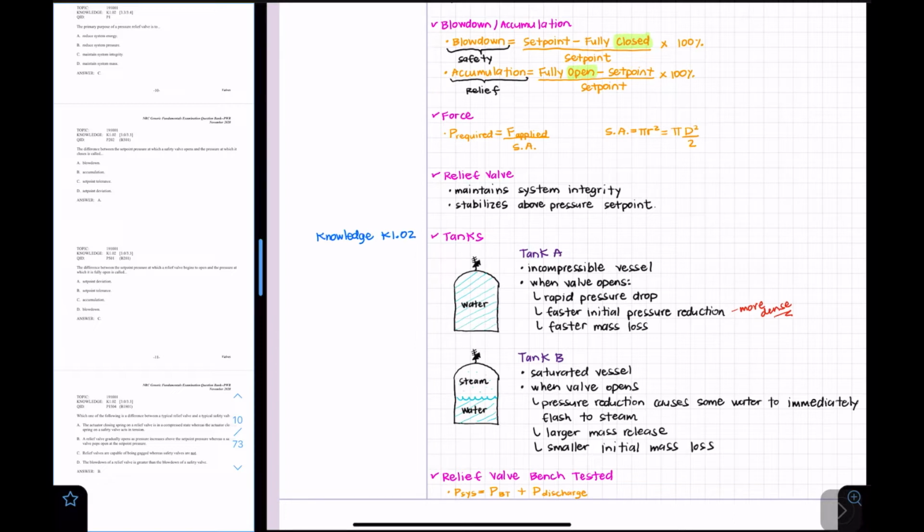The question asked in the GFEs bank is about the pressure in the system. So in these problems, we are given the pressure when the valve is bench tested and the discharge pressure. The only thing that we need to do to get the system pressure is just to add both of them, and that will give us the system pressure. And that's basically all we need to know for that.